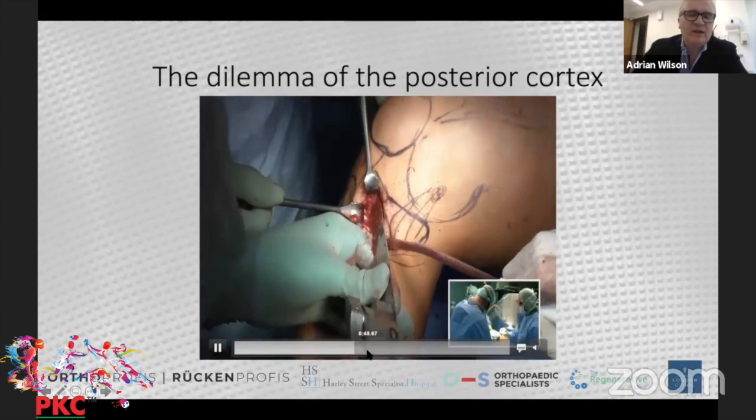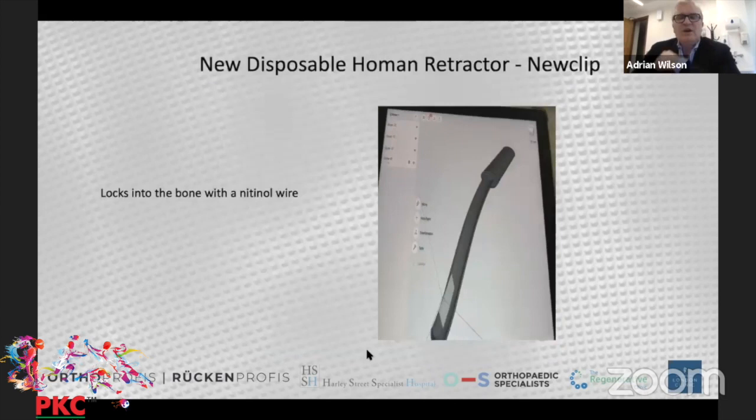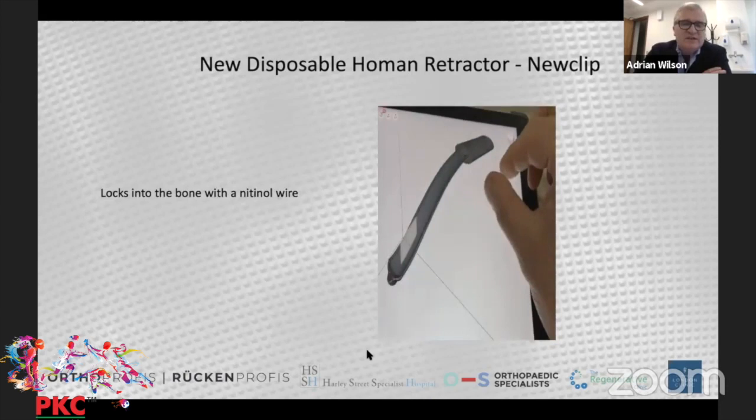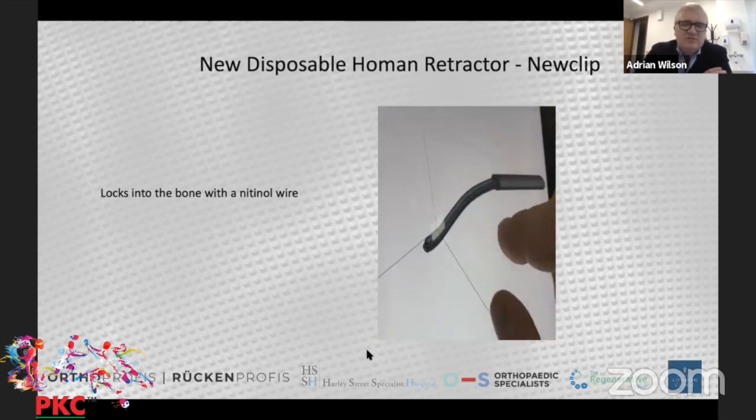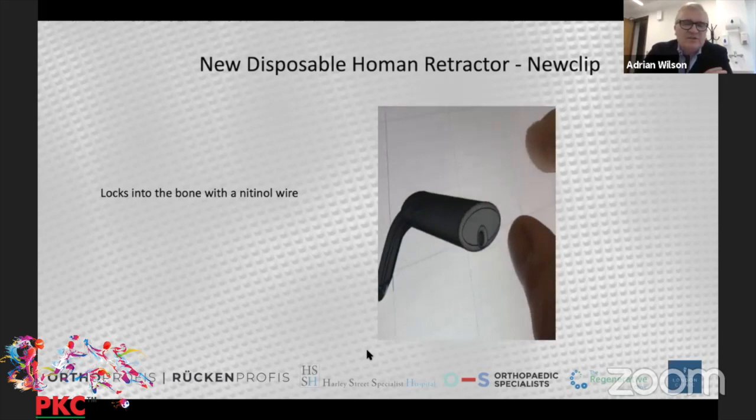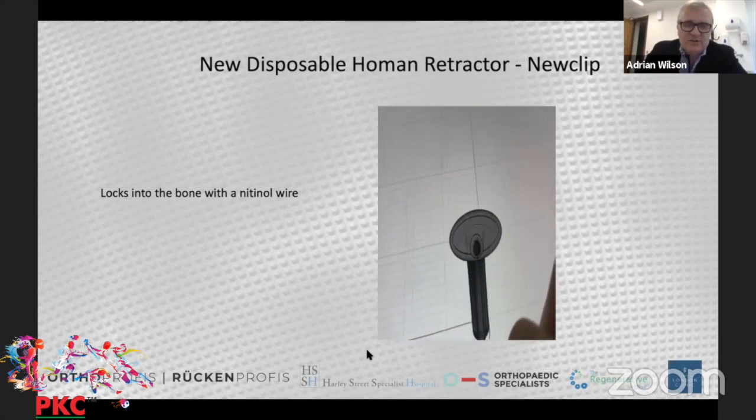Here he's making his biplane cut, all very impressive. And so Kristian, really it was Kristian's concept, has come up with this fantastic idea of a radiolucent retractor that Nuclip have made for us that has a wire. Once we've cleared the back of the tibia, we can lock this retractor into position, and pretty soon we're going to be able to guide the saw onto that as well. So we have a fixed envelope, so that the surgeon can be absolutely sure he's cleared the back, he's locked in position, and he's on a nice trajectory with his saw.